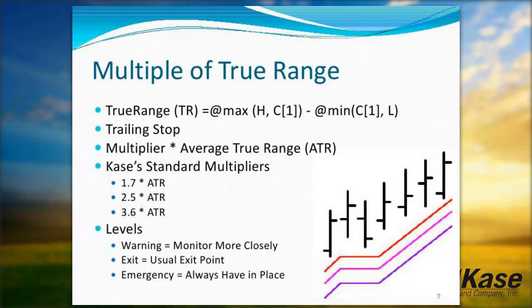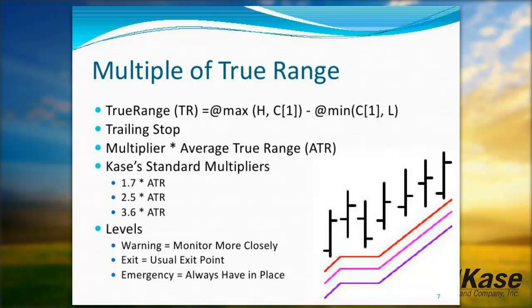Now, the simplest of this was to use multiples of true range, and I'd have to look it up in Wells Wilder's book what exactly he used as his multiples. I think he probably used like 2, 1 and 3. Those seem to be numbers that I recall. But the numbers that Ms. Kase started using when she used this idea when she was trading oil back in the 80s and early 90s, she came up with the multiples of 1.7, 2.5, and 3.6.